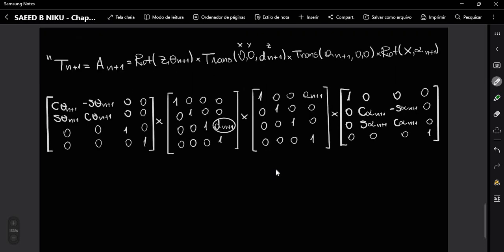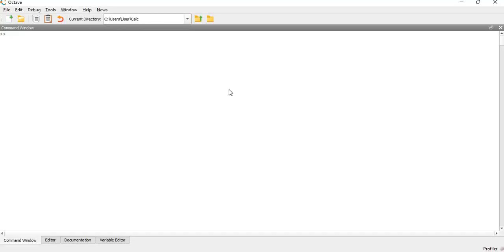Okay, and let's do this operation, of course, using Octave. So let me open Octave. I got the command window open. First I need to load the package, so type pkg load and the package symbolic.